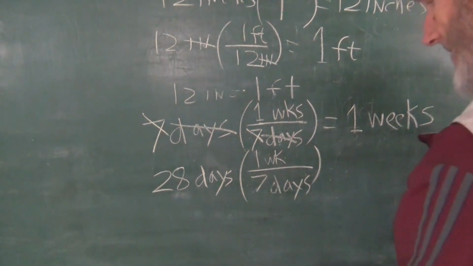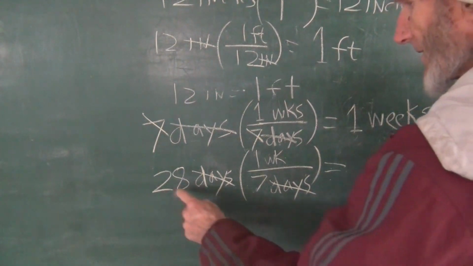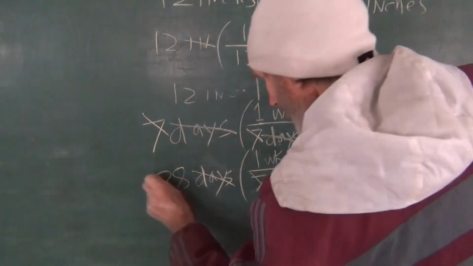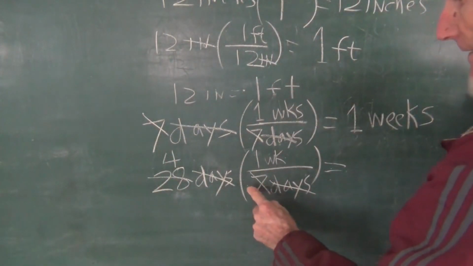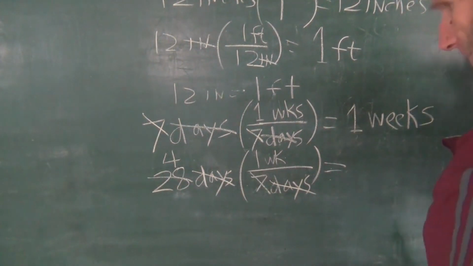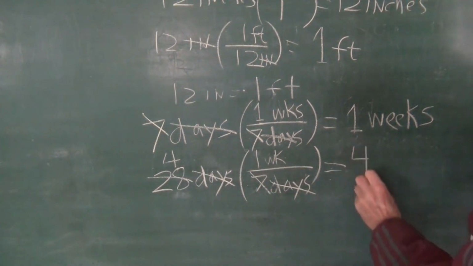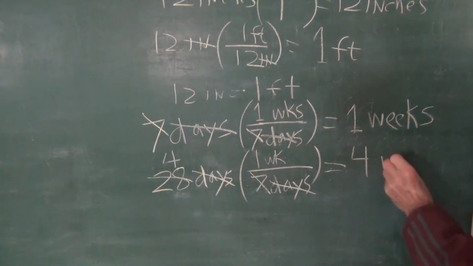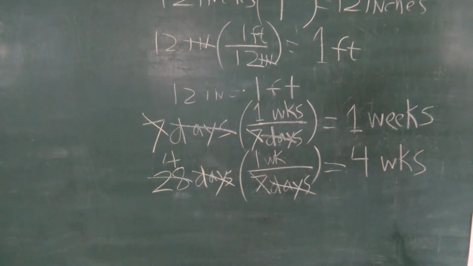Okay, now in this case, the days cancel just like before. But here, 28 doesn't cancel 7, but that goes and that turns into 4, because 4 is the number of 7s that there are in 28 days, which I didn't say very well, but you know what I mean. So that'd be 4 times 1 equals 4, and then weeks. Notice the days dies, but the week survives. So that means 28 days equals 4 weeks.